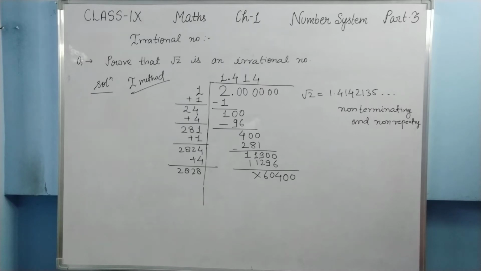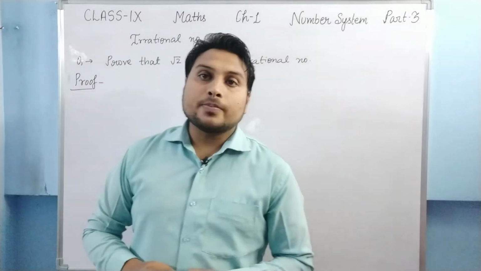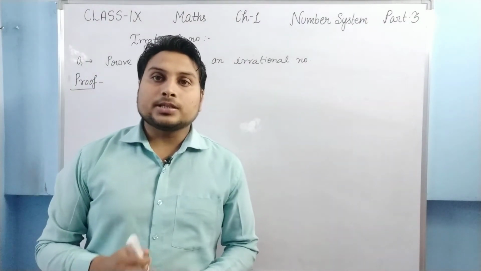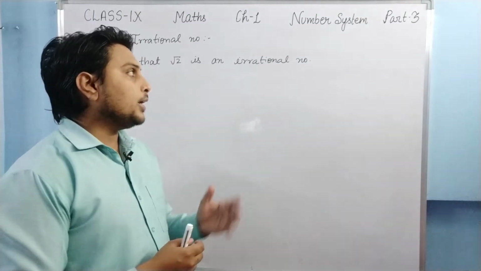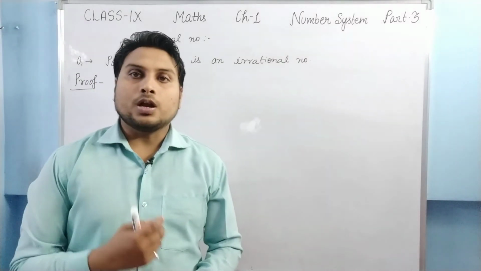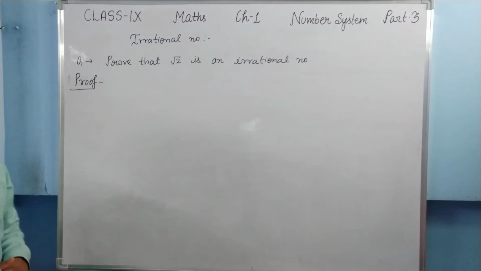Now we are going to see the second method. Before that, pause the video and note it down. The second method is the method which we can use in class 10th also. And yes, in class 10th also the question is like that, prove that under root 2 is an irrational number or under root 5 is an irrational number. Okay, so there we can apply this method also. So it is better to understand it here.